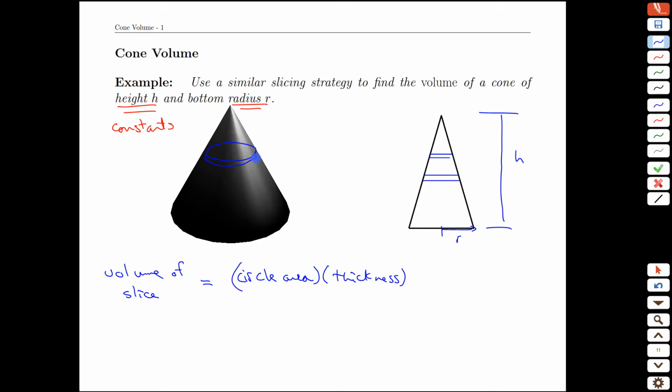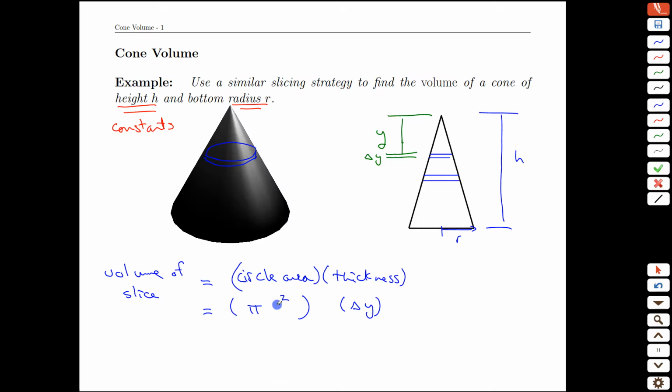But we need to define variables that aren't called h and r. And the easiest way here, I think, is to define the distance down to a slice as y, and the thickness of that slice will be delta y. Where does that leave us? Well, the thickness is going to be straightforward. It's delta y. The circle area is also straightforward-ish. It'll be pi times the radius squared.